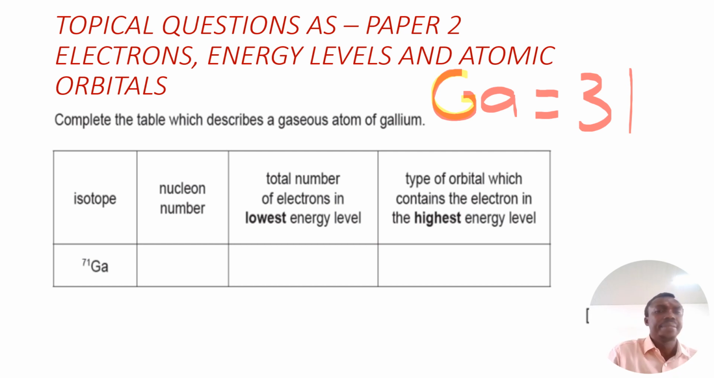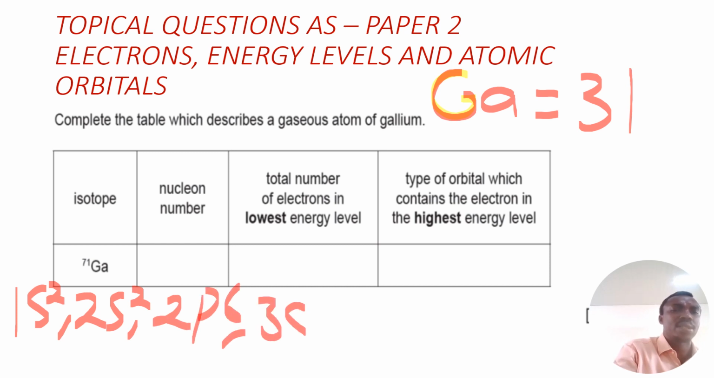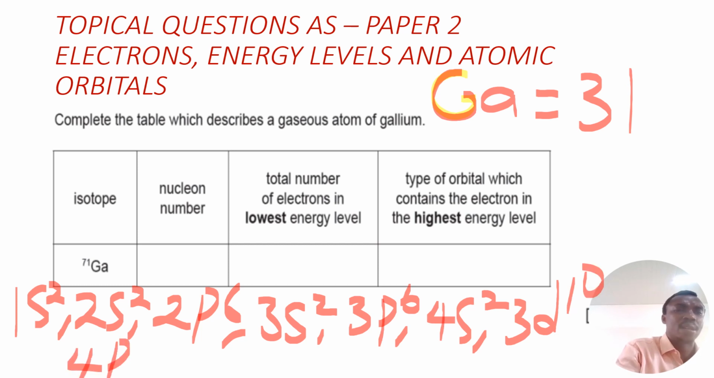So the next thing, you have to write the electronic configuration of gallium. Gallium is 31. So you have 1s2, 2s2, 2p6, 3s2, 3p6, 4s2, 3d10, then 4p1. So the next thing for you to do is to complete the table.